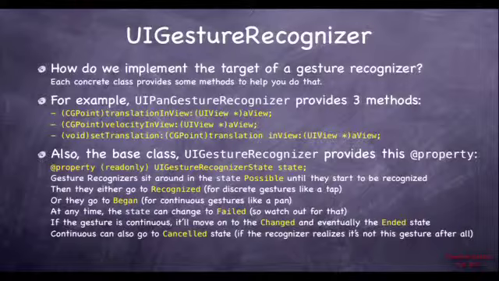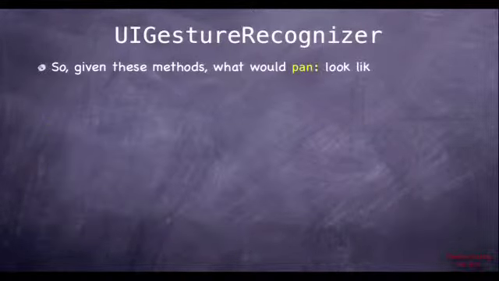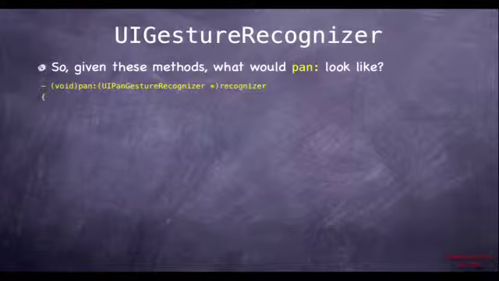And failed and canceled can happen in states where you are doing a certain gesture and some other gesture interferes. Okay, like you're doing a pinch and it turns into a 3-finger tap or something. I don't know, something that would interfere. Or you're doing a gesture and a phone call comes in and you're gone. Okay, that would obviously cancel the gesture. All right, so given this information, what would pan look like, for example?